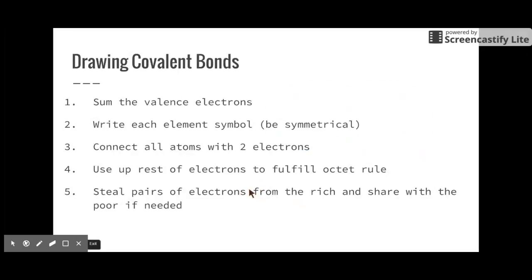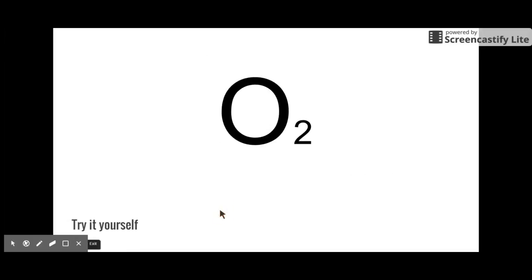So drawing covalent bonds takes kind of a step. Step number 1 is sum all the valence electrons. Make sure you know how many valence electrons you get to work with. Number 2, write each element symbol. Be symmetrical. Number 3, connect all atoms with 2 electrons to begin with, and then use up all the rest of the electrons to fill the octet rule. Number 5, you can steal pairs of electrons from the rich and share with the poor if needed. Let's try that out with this.